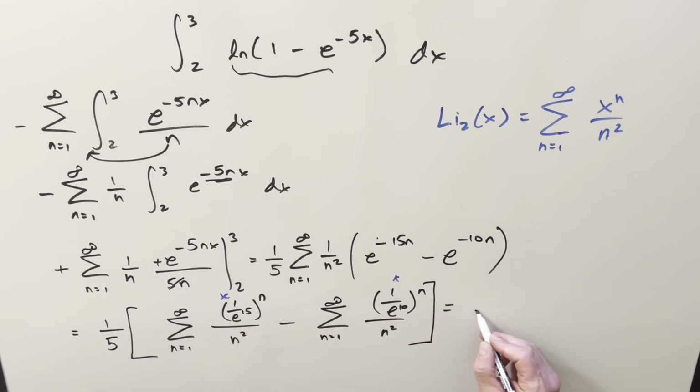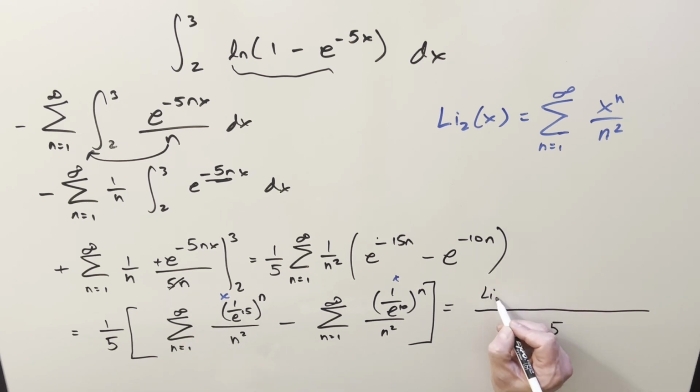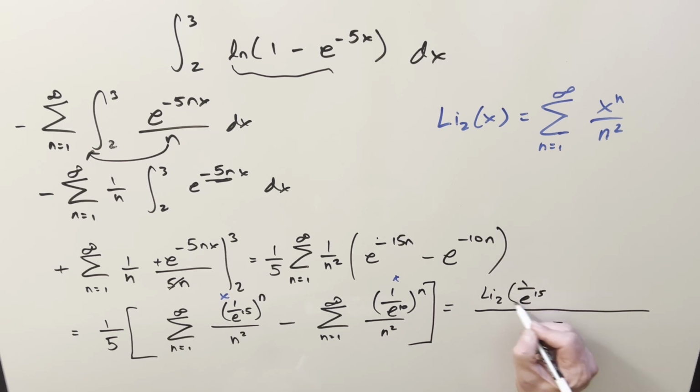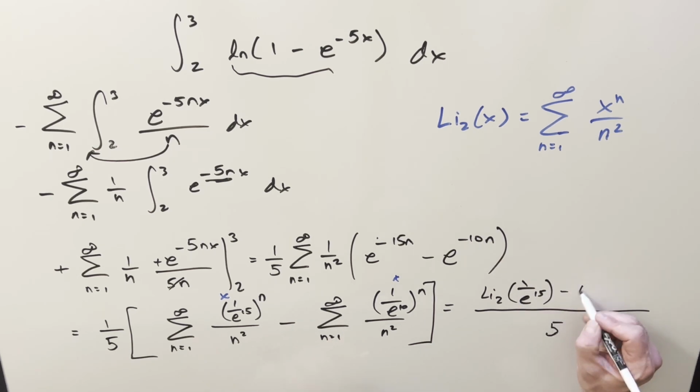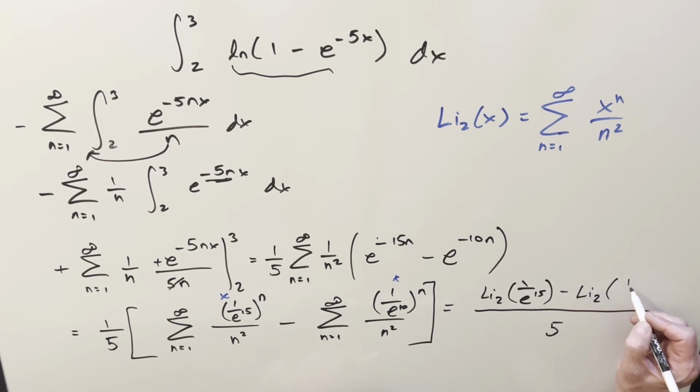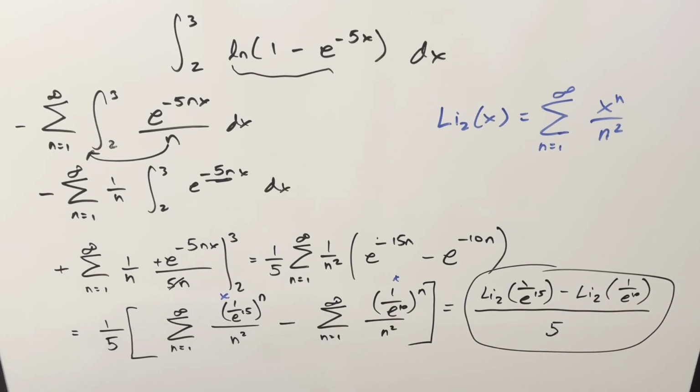So putting this together, I can write it all over 5. This first piece is going to be just dilogarithm of this input, 1 over e to the 15, minus the second one, which is just dilogarithm of 1 over e to the 10, and that's it. Okay, so there you go, not too bad. We just added a couple steps. We had to do the integration and some algebra, but then quickly to our formula using the dilogarithm.